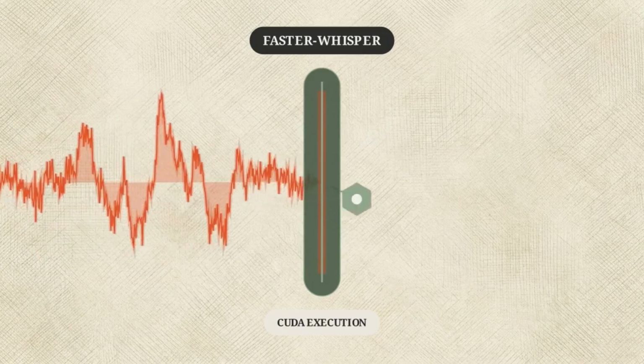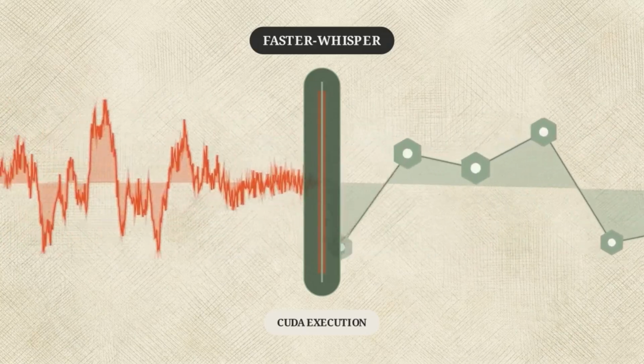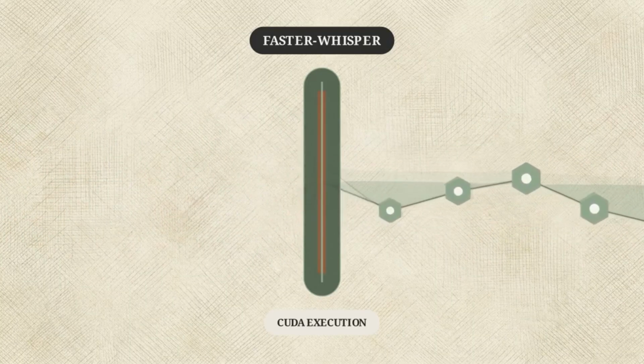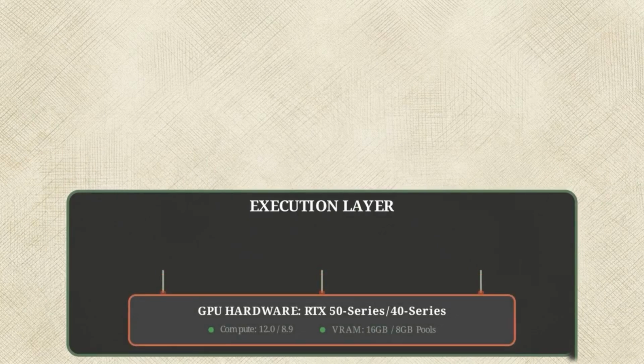Now we put it to work. In the next step, we will use this exact environment to install Faster Whisper for high-speed local audio transcription. Mastering the execution layer is the first requirement for taking total control of your complete AI setup.